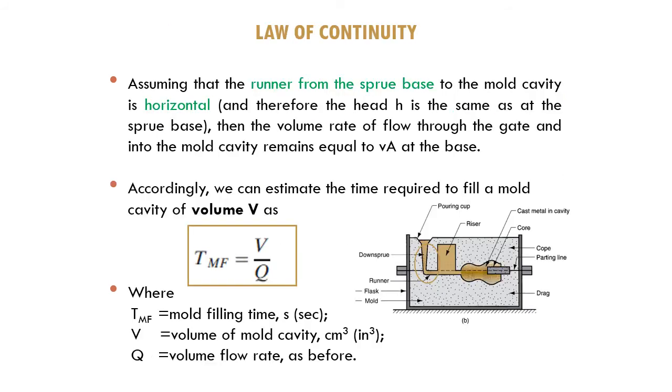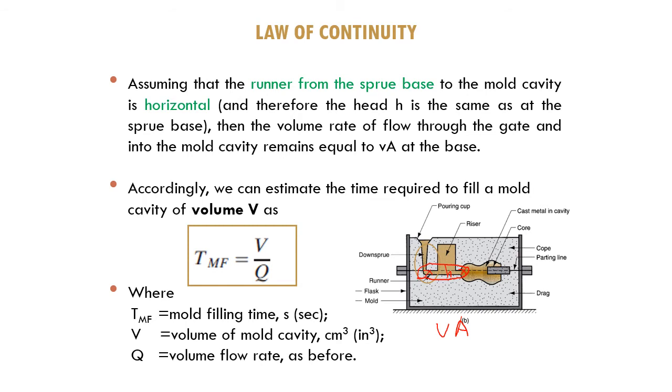Now, if we assume that the runner from the sprue base to the mold cavity is horizontal, like in this picture, so the runner to the cavity is horizontal, so point 1 and point 2 are at the same height, so there is no h value over here. So due to this, we assume the volume rate of flow through the gate into the mold cavity will remain equal to V times A, at the base here.